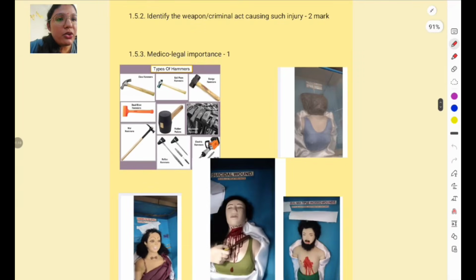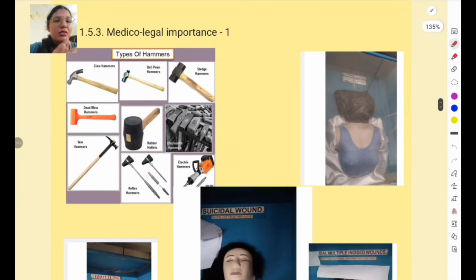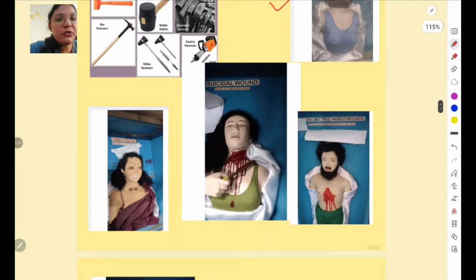Here you can see these are the types of hammers. Sometimes a hammer is kept, so you should name the hammer correctly. Maybe it is a claw hammer, a ball pein hammer, a sledgehammer, or a dead blow hammer. Then some injury pictures I have given here. First, this is for strangulation, and this is for throttling. All this will be in that PPT, so you can easily see it from the PPT.